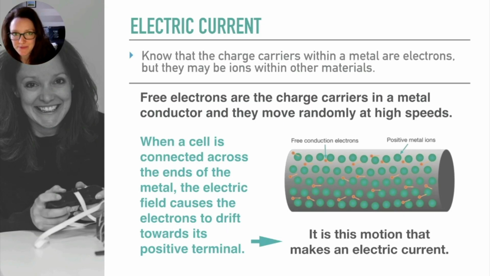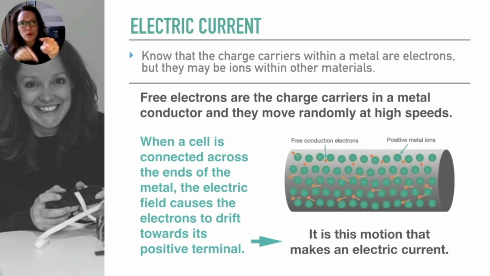Free electrons are the charge carriers in a metal conductor, and they move randomly at high speeds. So these little electrons, you can imagine, they're tiny. Imagine yourself at a concert, and you are the size of an ant. Everyone at the concert is normal size and dancing about, and you are trying to get past them all. That's what an electron does.